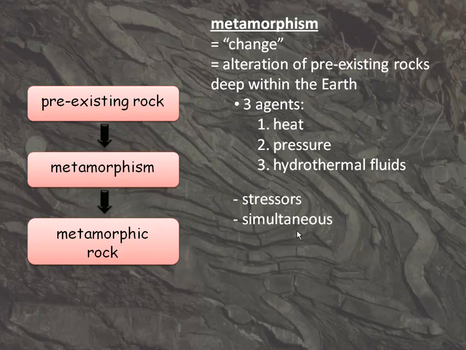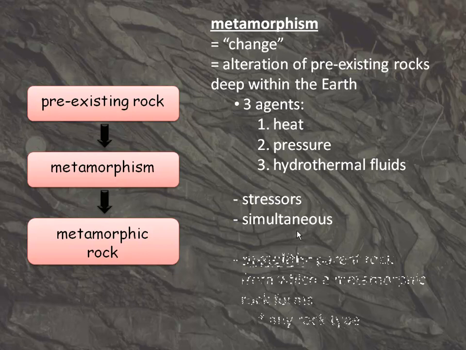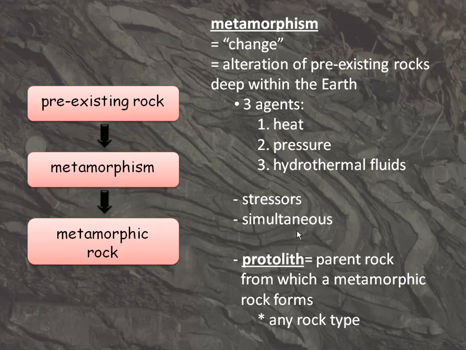Those three agents basically are stressors that are going to take our existing rock, apply some stress, and cause it to change. The three can actually happen simultaneously, so we're not going to talk about them individually. We're going to talk about them collectively. So heat and pressure and fluids oftentimes occur in the same environment. Because we're starting with a pre-existing rock, what we're going to always talk about is what that pre-existing rock was, because that's going to influence the properties of the metamorphic rock that we create. We're going to give that pre-existing rock a special name. We're going to call it the protolith.